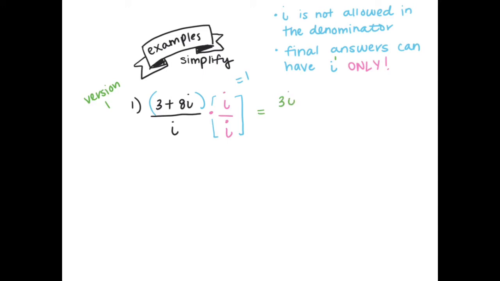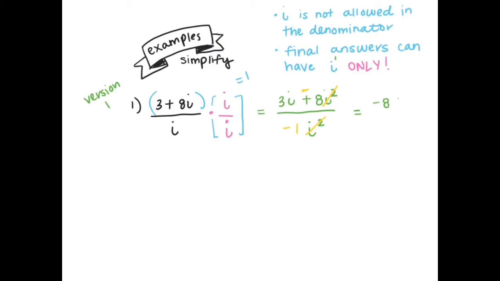So when I distribute, I'm going to get 3i plus 8i squared all over i squared. Now, we learned yesterday that i squared does some fun things. It's going to cancel out, and it's going to take whatever's in front of it and change its sign. So it's going to become -8, and the denominator is going to become -1.